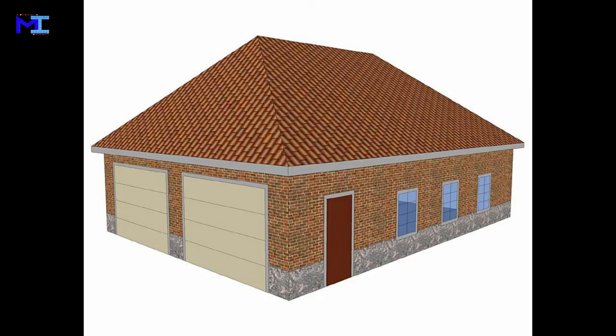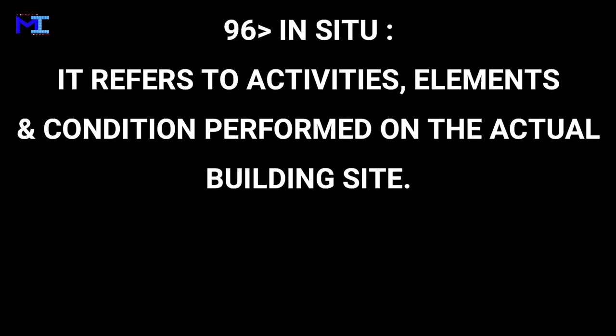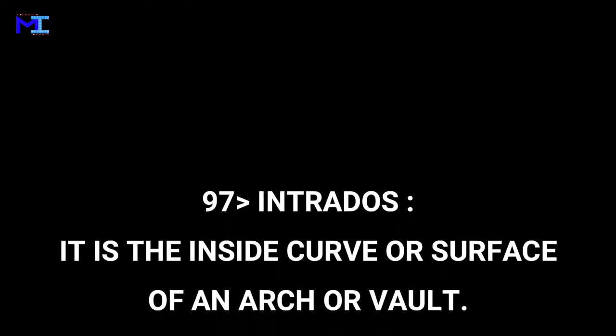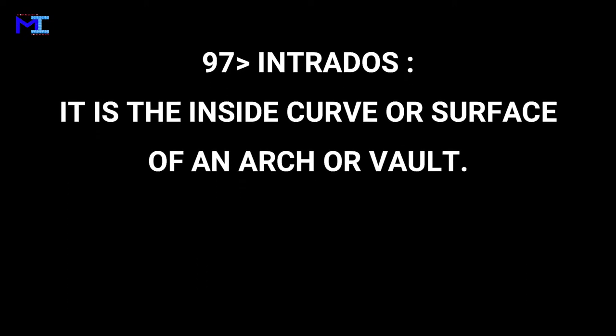Hipped roof. It is a roof connected with four sloping sides. In situ. It refers to activities, elements, and conditions performed on the actual building site. Intrados. It is the inside curve or surface of an arch or vault.